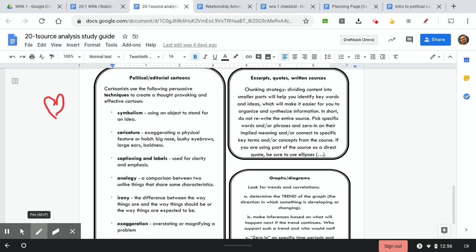Other symbols, maybe things like a rainbow representing the LGBTQ community. It could be something like the Canadian flag, right? It symbolizes the country of Canada. A brand, you see a Nike check mark, you know what that symbolizes. These are some of the things an author will use. A caricature. This is when you exaggerate a physical feature or a habit. So maybe you put a big nose on somebody, a bushy eyebrow, large ears, baldness. I'm sure most of you have seen a caricature at some point.